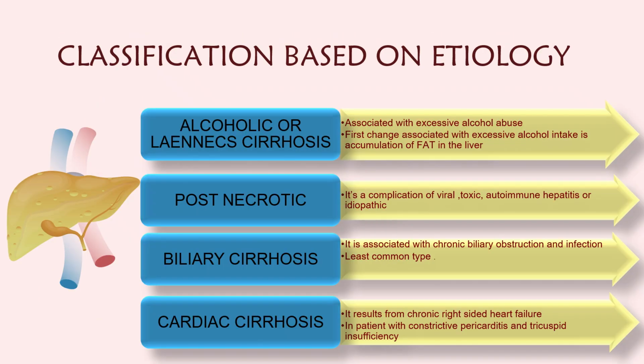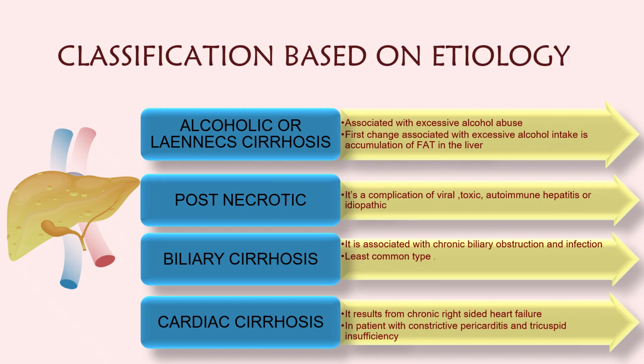Next, we come to the classification based on the etiology. Why we classify is because the reasons are the contributing factors for the classification. So first is the alcoholic, or what we call the Laennec's cirrhosis. It is, as we know, associated with excessive alcohol abuse. The first change associated with excessive alcohol intake is nothing but accumulation of fat in the liver.